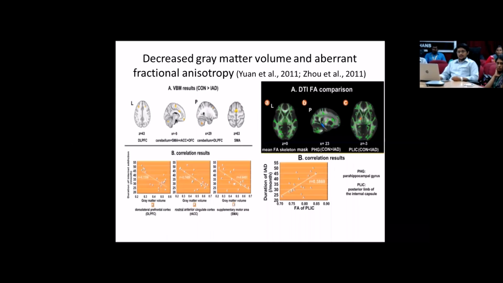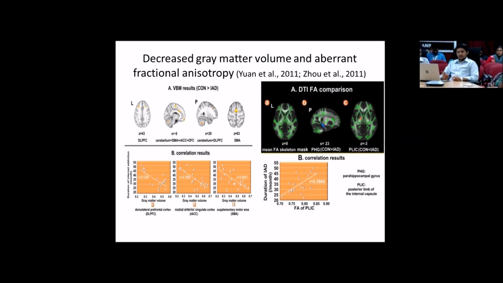This is another study which looked at MRI brain structure mainly. They say that the gray matter in certain key prefrontal regions like the dorsolateral prefrontal cortex, the anterior cingulate, the orbitofrontal cortex, and the supplementary motor areas was less in the internet addicted individuals compared to the normal controls. They were also able to correlate that with the amount of internet use. The more the internet use, the lesser the volume of the gray matter reported in these individuals.